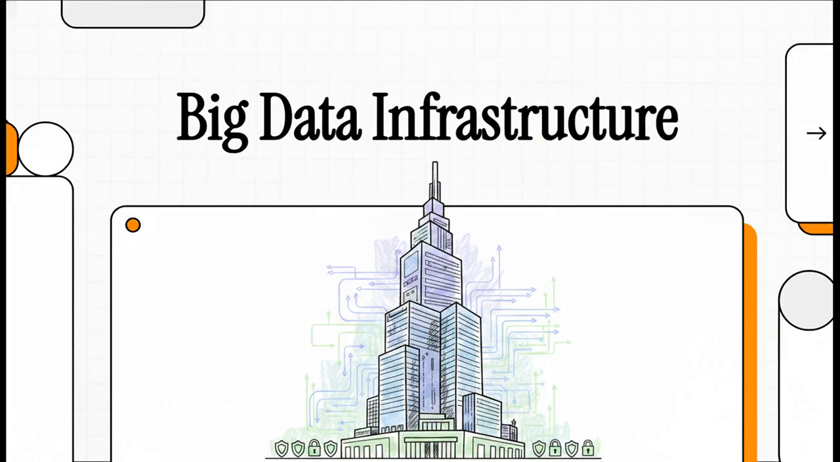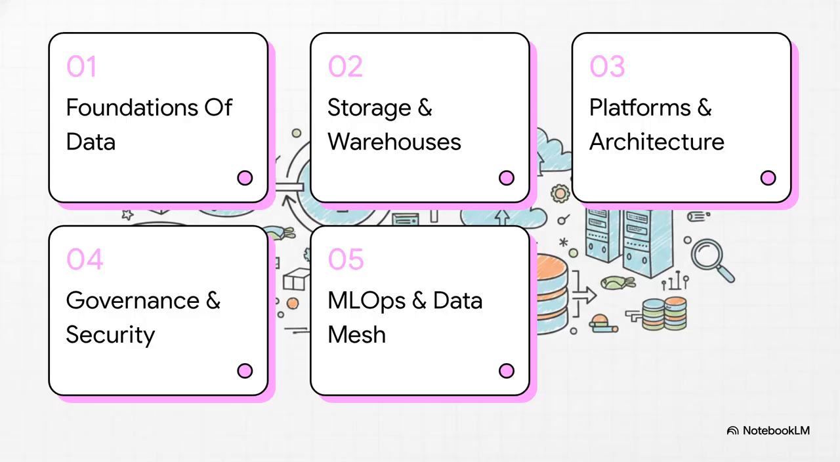Let's get into it. Here is our architectural blueprint for the explainer. We're breaking this massive topic down into 5 highly logical phases. First, the foundations of data. Second, storage, warehouses, and lakes. Third, platforms and design architectures. Fourth, governance, privacy, and security. And finally, modernizing with MLOps and mesh.